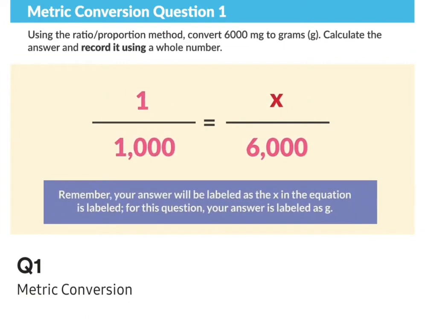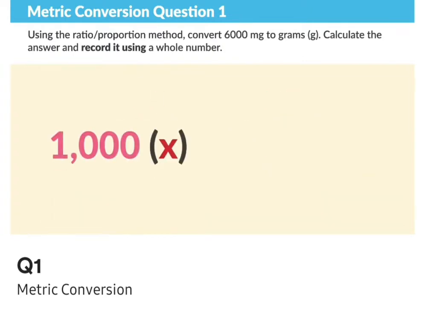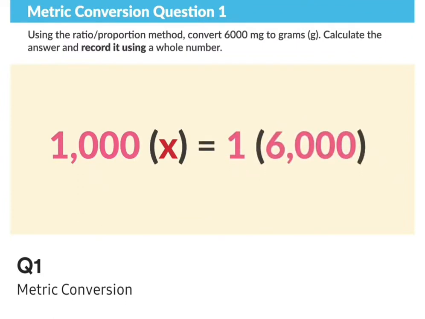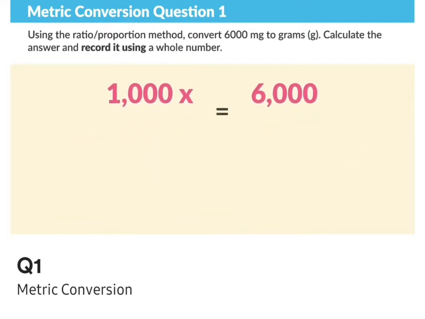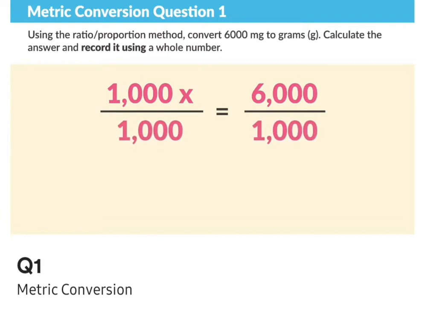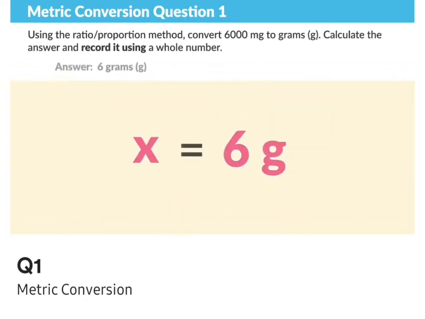So we have 1 over 1,000 and X over 6,000. Simply solve for X by cross multiplying. So 1,000 times X equals 1 times 6,000, or basically 1,000x equals 6,000 here. Now isolate the X by dividing both sides by 1,000. So 1,000 divided by 1,000 is just 1, and 6,000 divided by 1,000 is 6. So our correct answer here is 6 grams.